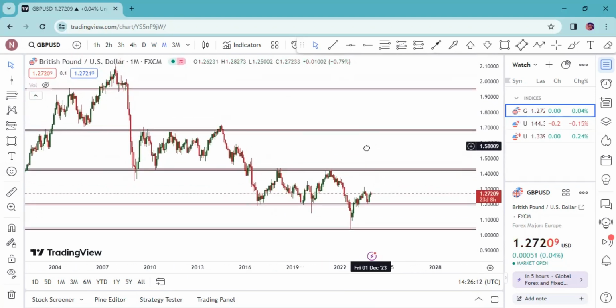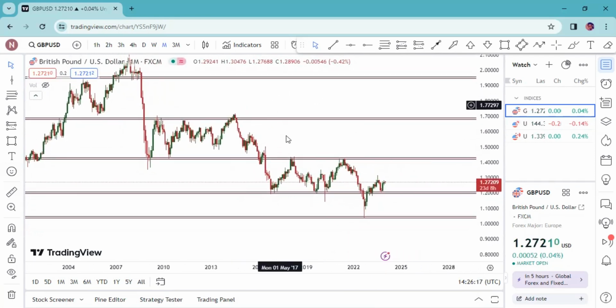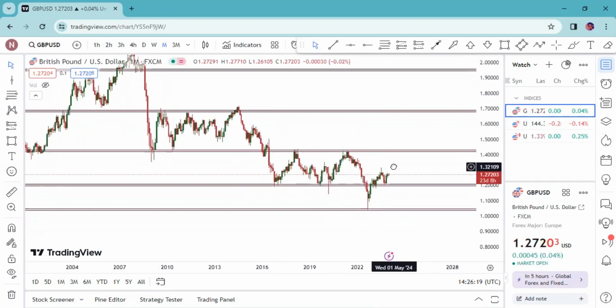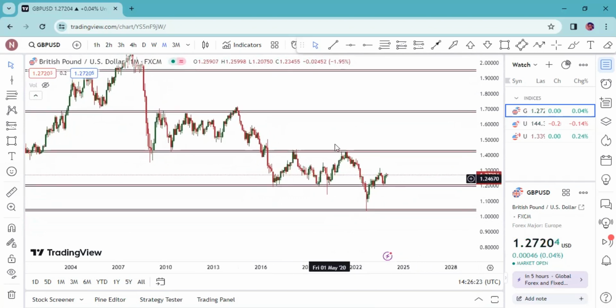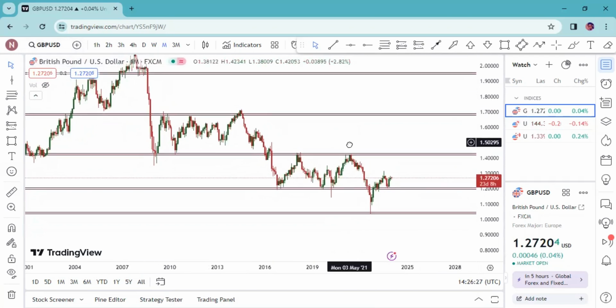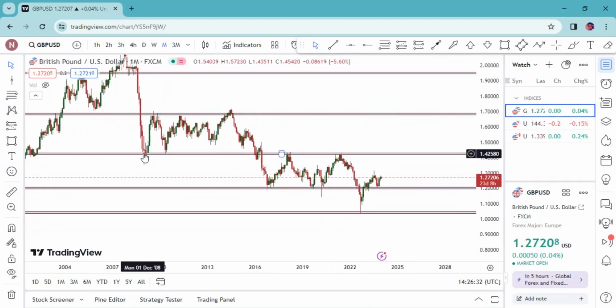Very simple, guys. Now, this is a clear, very clean chart. You can now see everything. This is GBP USD. You can see the important levels here. You can buy and sell. You sell here, you buy here. You sell here, you buy here. You buy here, you sell here.